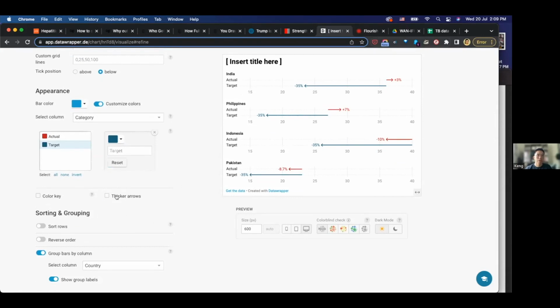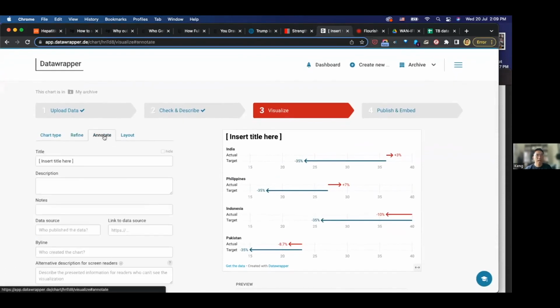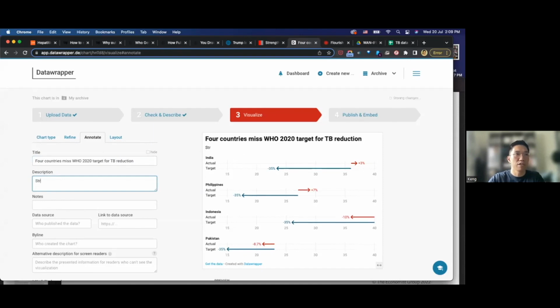Anything else I want to change? I can make the arrows thicker if I want, okay? And after that, I'll just have to go to Annotate. Annotate is where you can put the title, right? I can put like 4 countries, WHO 2020 target TB reduction, for example, right? Descriptions, I'm going to help people understand my chart. Starting point of each arrow indicates value in 2015, while ending point indicates 2020.